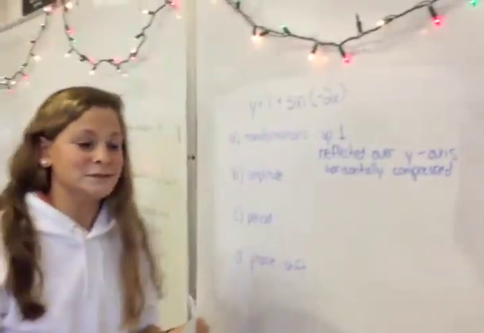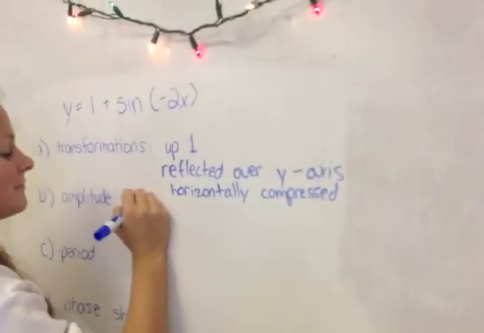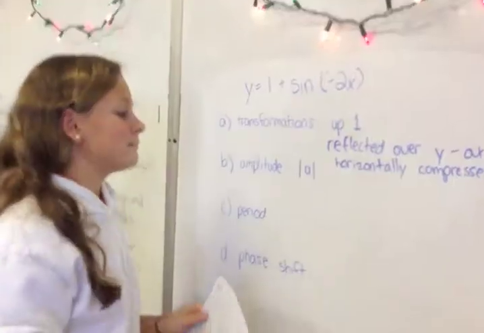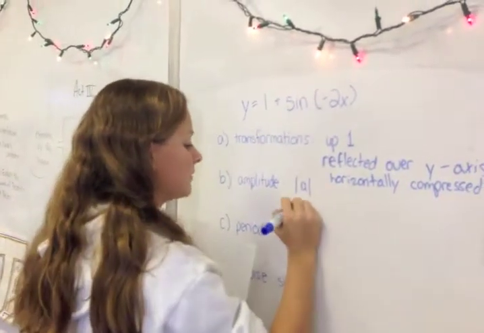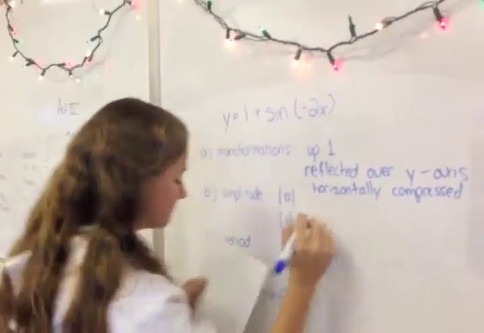To find the amplitude, we do the absolute value of the A. The amplitude would be 1 because 1 is the number that's in front of the sine. So absolute value of 1 would equal 1.